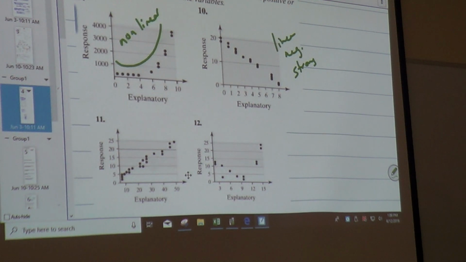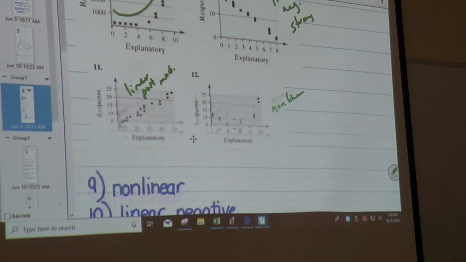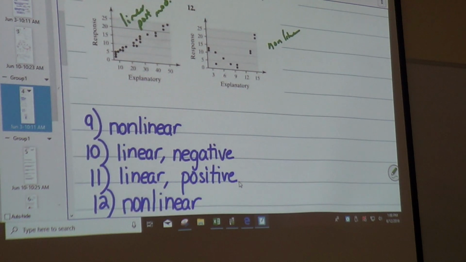Linear or non-linear? Linear. Positive. Moderate. What about the next one? Non-linear. So if I scroll down, I have a non-linear, I have a linear negative, I have a linear positive, and I have a non-linear.